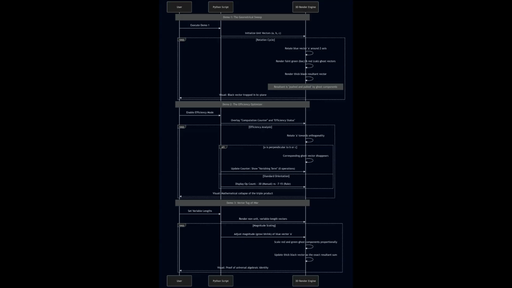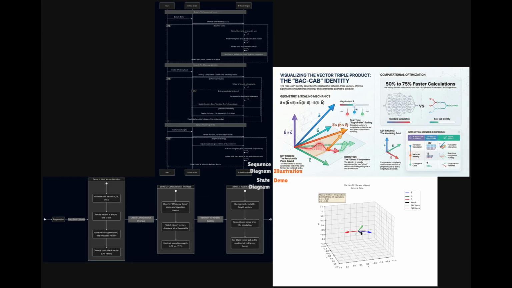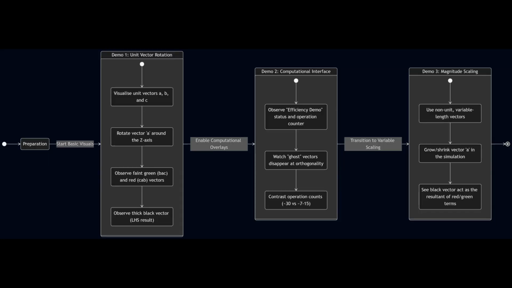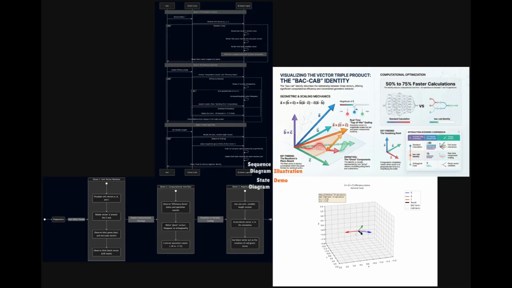Real-time scaling. In the final sequence, Demo 3, it highlights how adjusting the magnitude of vector A causes the components to scale proportionally in real time, with a thick black vector acting as the explicit resultant.